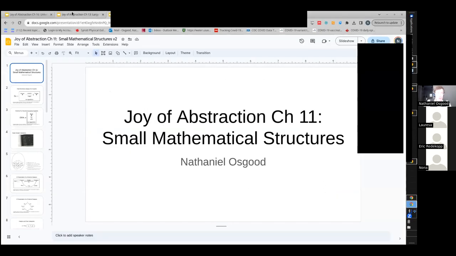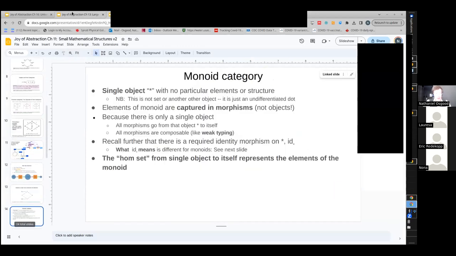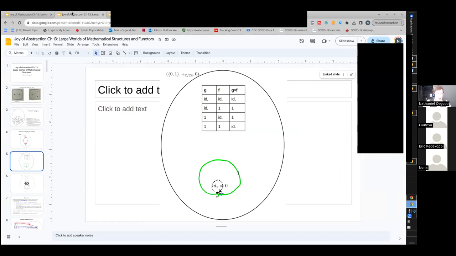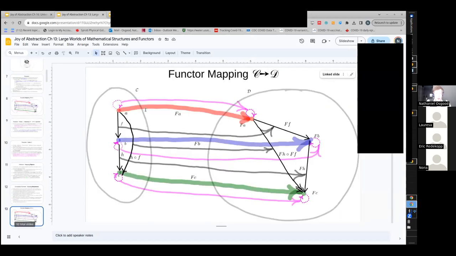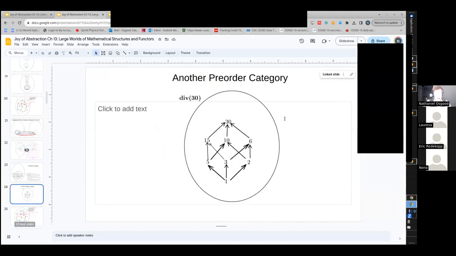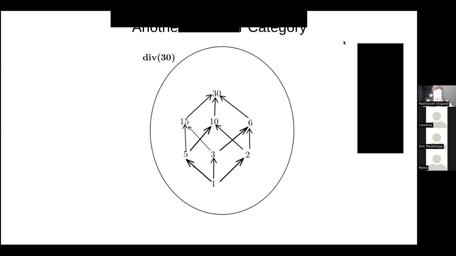And why am I not finding my slides with lots of posets? Okay, here are some more posets. Here's another poset, right? There's a poset, right? Okay. The 1 is initial, and the 30 is terminal. In this category, it's true. 1 is initial and 30 is terminal.